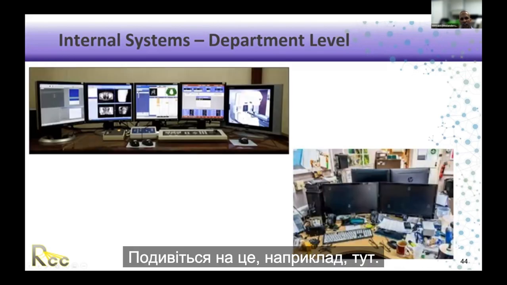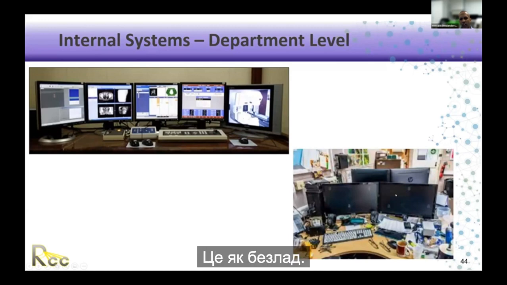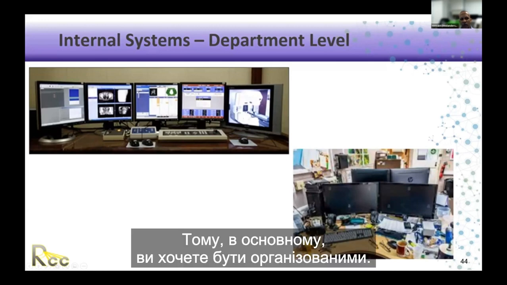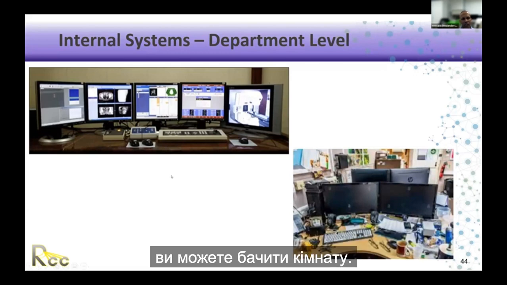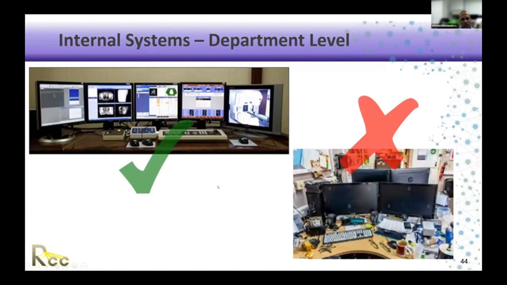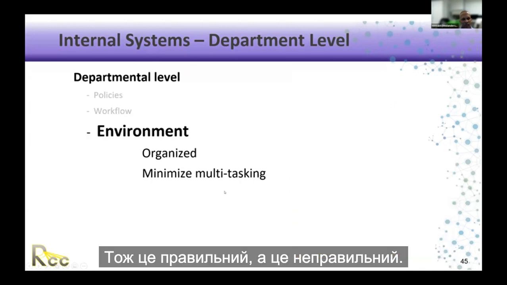Well, look at that, for example, here. Look at this right here and this one. See, straightforward. This one is clutter, so basically you want to be organized. You can see everything, from the MLCs, your patient, you can read the field, images, you can see the room. So this is the right one, that's the wrong one.